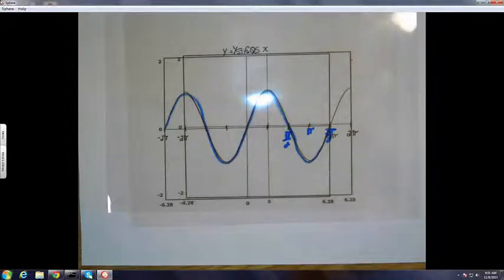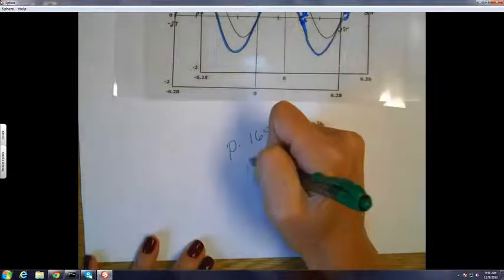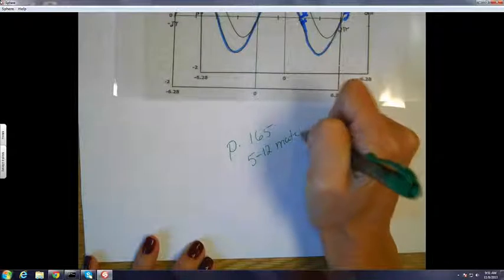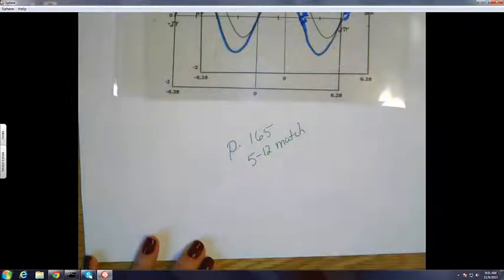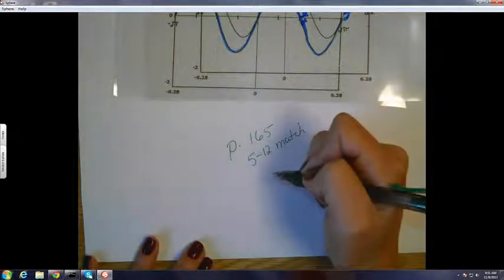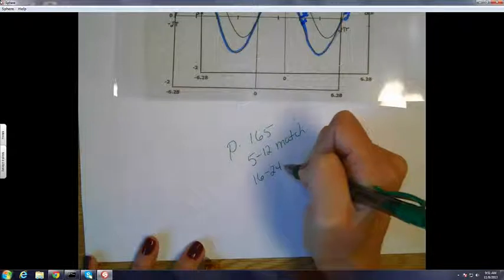Okay, the assignment. Page 165, 5 through 12, matching. No calculator, be able to look at the graphs and tie it back to the equation, because the whole first page of the test is matching. Okay. What did we do today? Did we do 16, 17, 18, or what was that? 18, 19, 20? Okay. 16 through 24, you're going to skip the 3 you did yesterday.